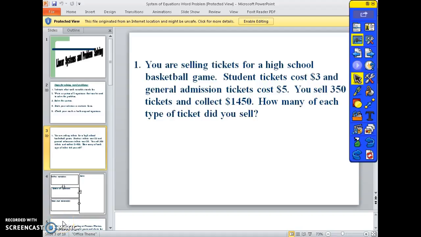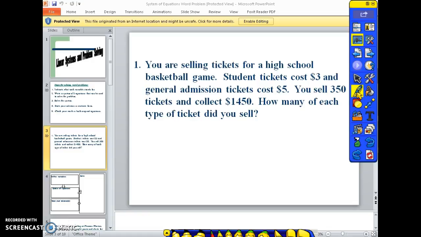Solving systems of equations using word problems. The first thing you have to do when you have a word problem is identify your variables. You are selling tickets for a high school basketball game. Student tickets cost $3. General admission tickets cost $5. You sell 350 tickets and collect $1,450. How many of each type of ticket did you sell?